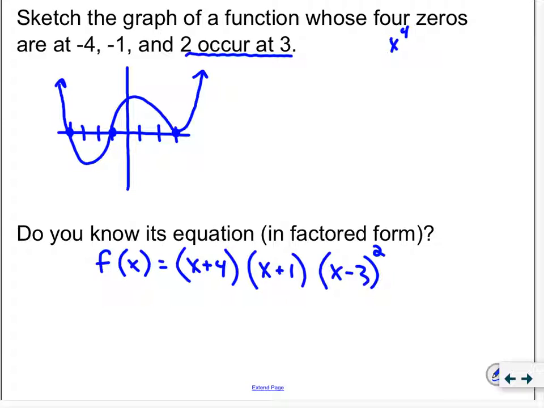So right now you should be able to make a graph, identify the zeros of a graph, and actually write the factored form of the equation based on the information that you're given.